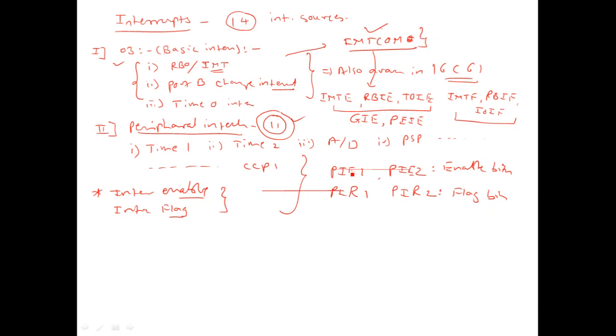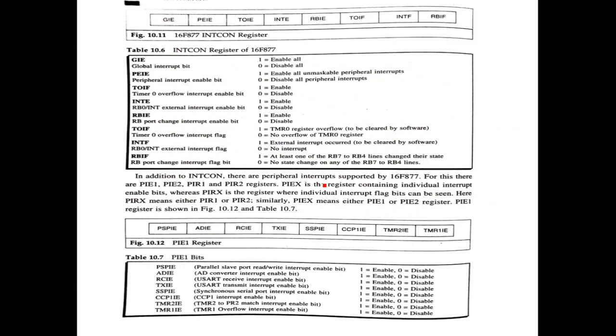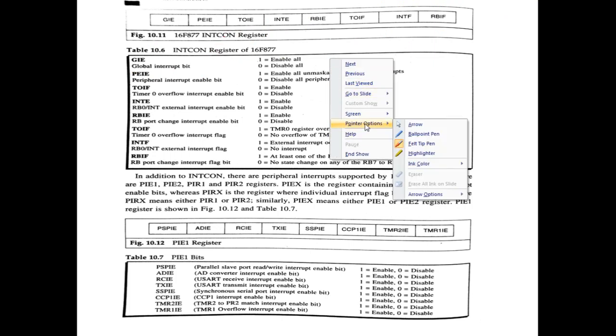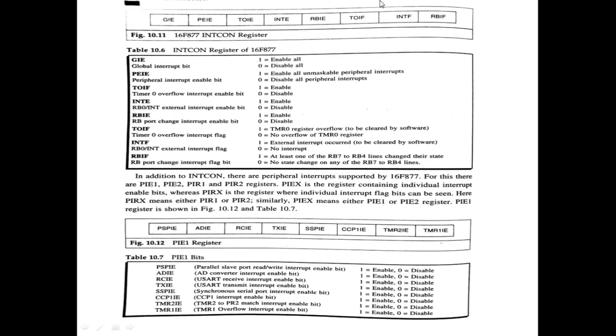And as I told you, the corresponding enable and flag bits for these 11 peripheral interrupts are separately available in these 4 registers. Once you understand this, you can have a look at these interrupt registers. Just now I explained the interrupt control register, right? You can see here, the interrupt enable register: global interrupt enable bit, peripheral interrupt enable bit, then 3 enable bits for basic interrupts, 3 flag bits for basic interrupts.